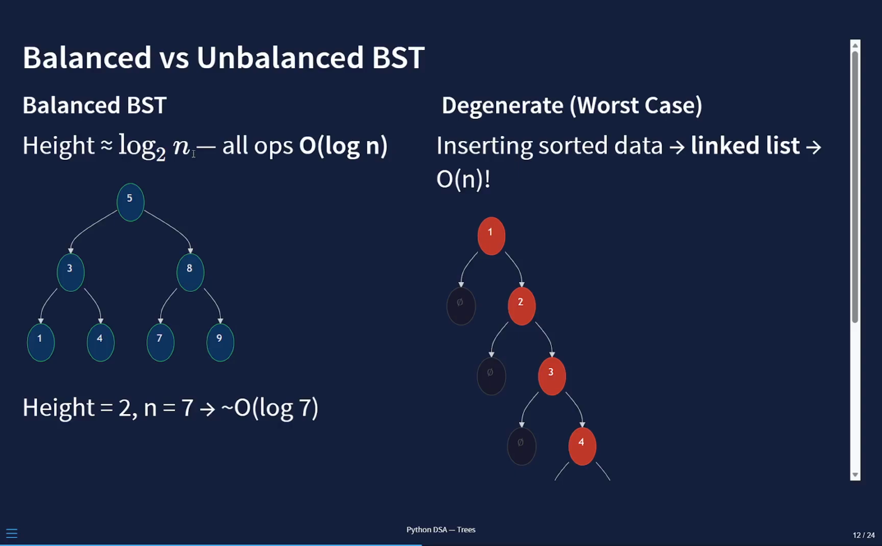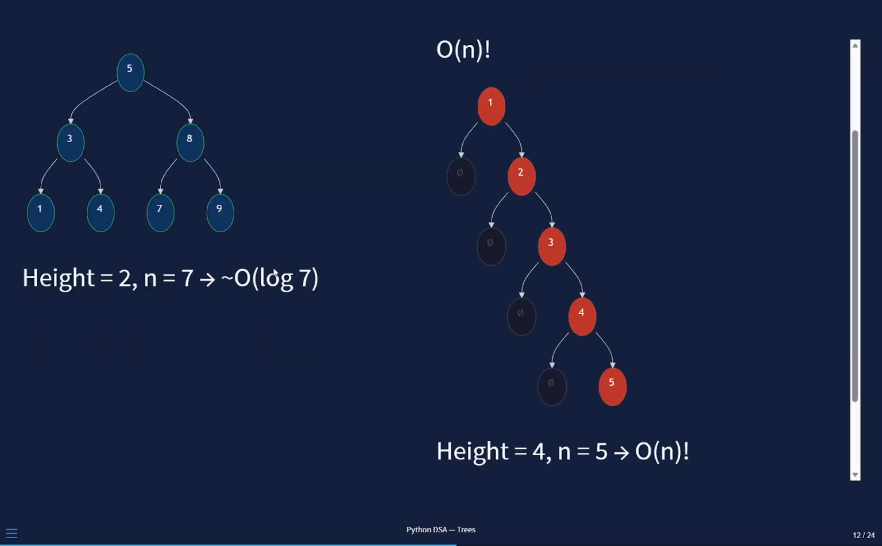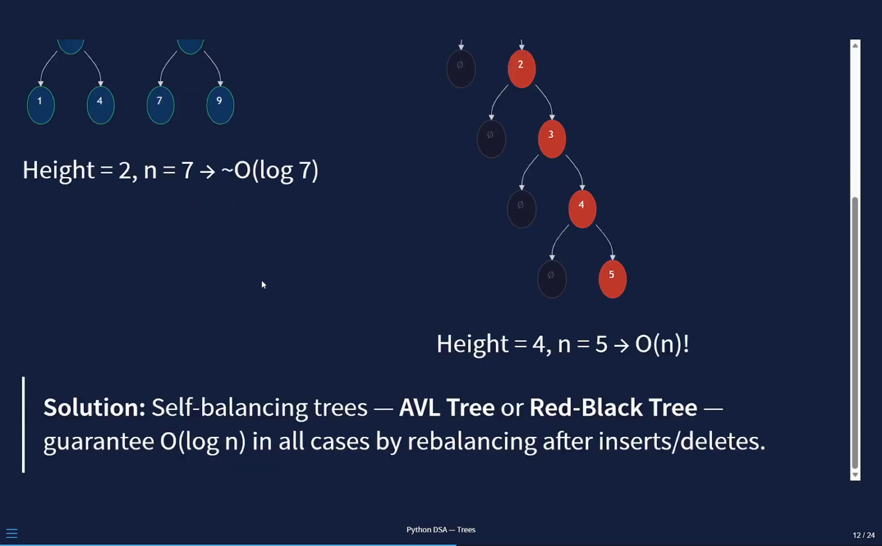O(log n) for BST operations only holds when the tree is balanced, when the height is proportional to log of n. The left diagram shows a balanced tree with 7 nodes and height 2. Click. The right diagram shows what happens when you insert already sorted data, 1, 2, 3, 4, 5 in order. Each new value is always larger than all existing values, so it always goes to the right.